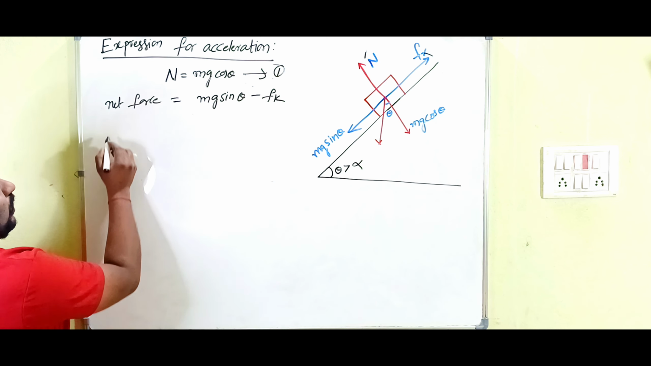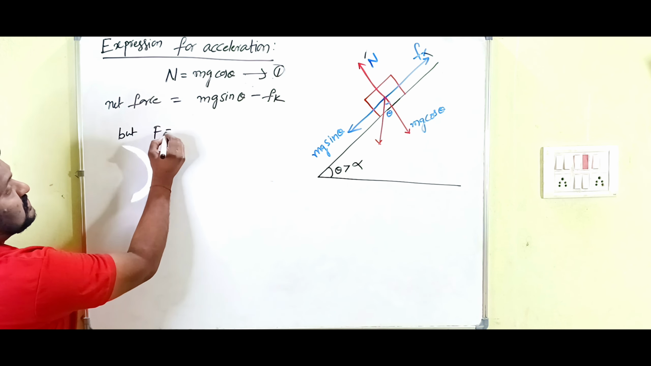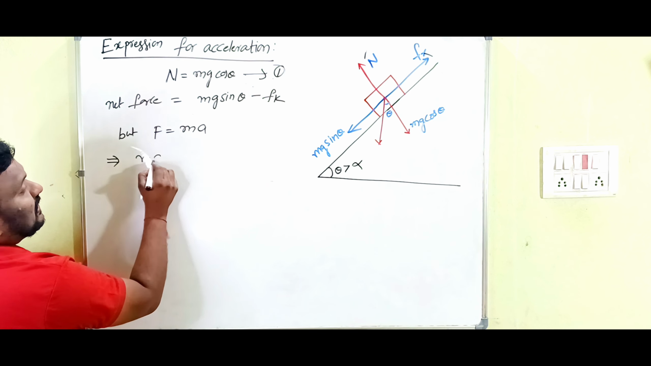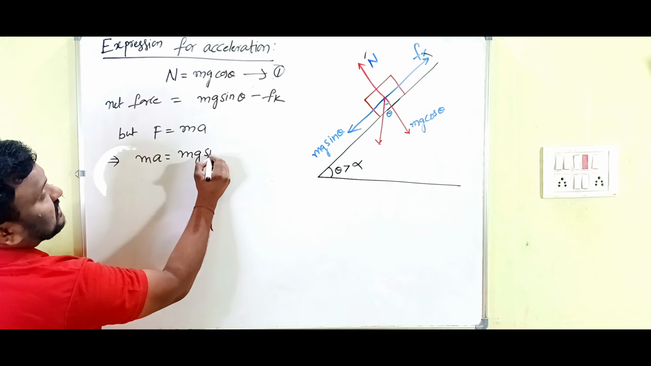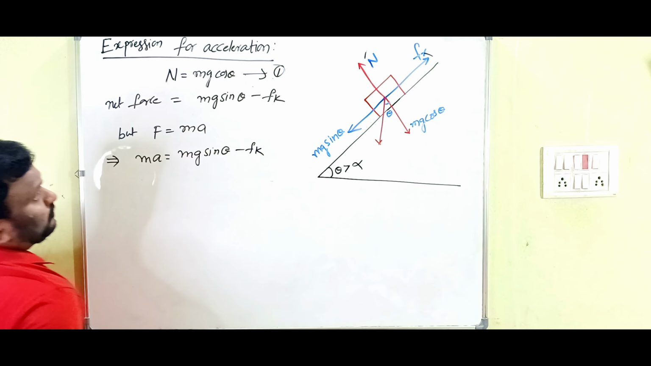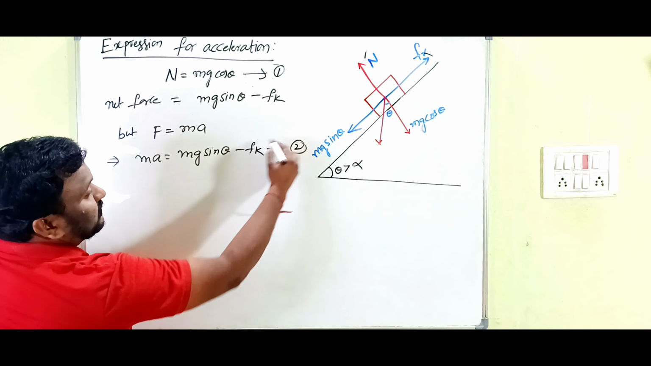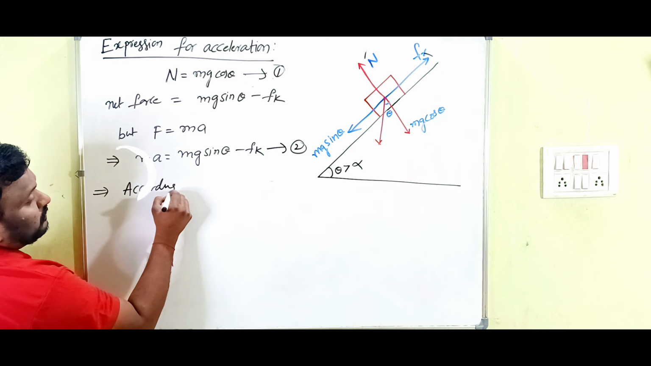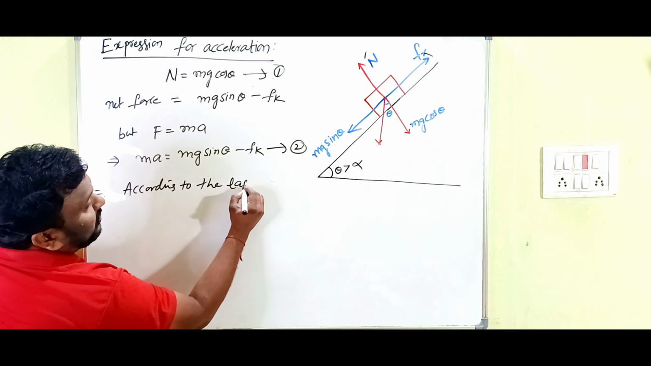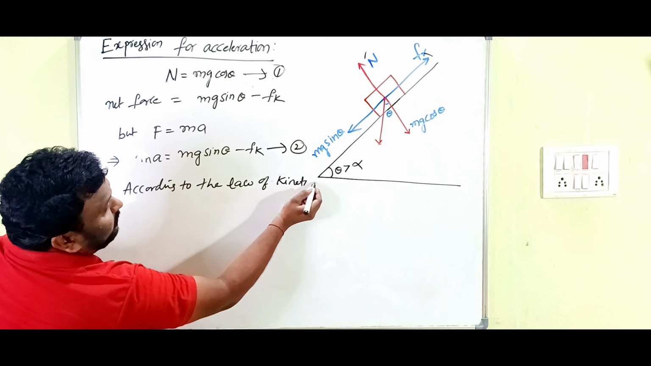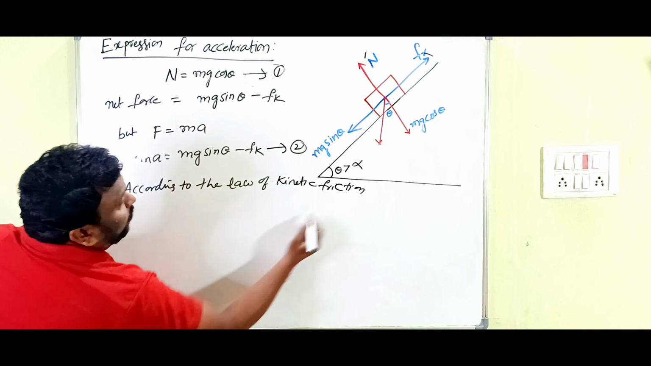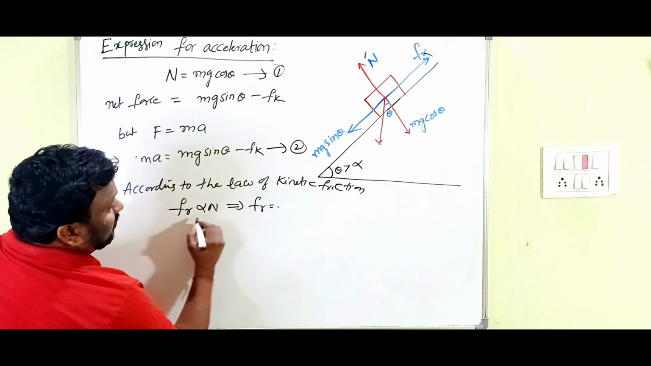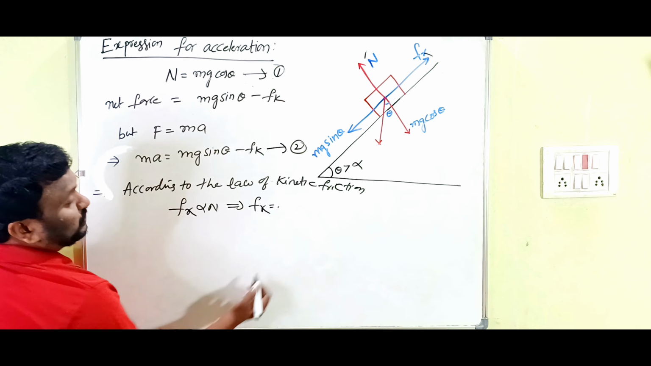Clear? For the net force we write F is equal to ma. From these two we can write ma is equal to mg sin theta minus Fk. This is equation number 2, children. We know that according to the law of kinetic friction, Fk is proportional to N, and Fk is equal to what?